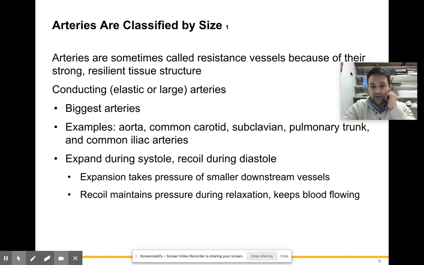Arteries are sometimes called resistance vessels because of their strong, resilient tissue structure. They're very tough. Arteries have to be very tough, very strong, and very sturdy because they are the ones that deal with the most pressure.